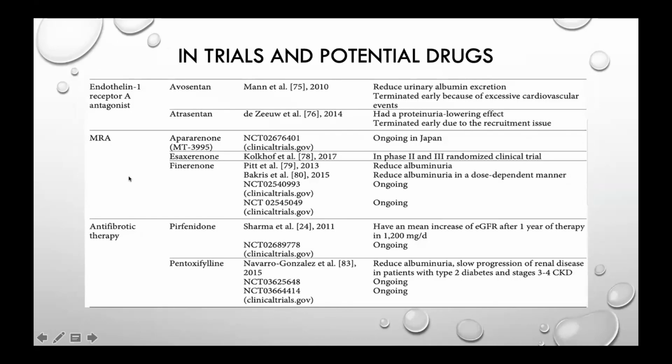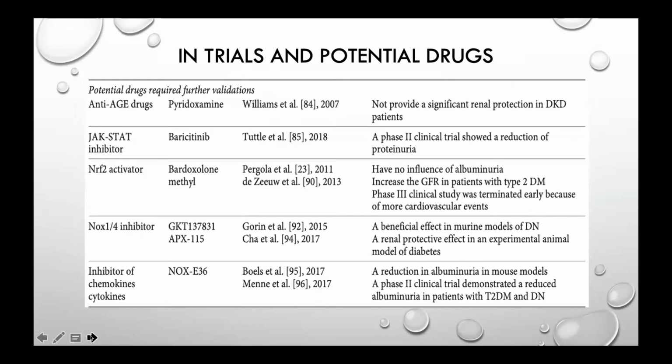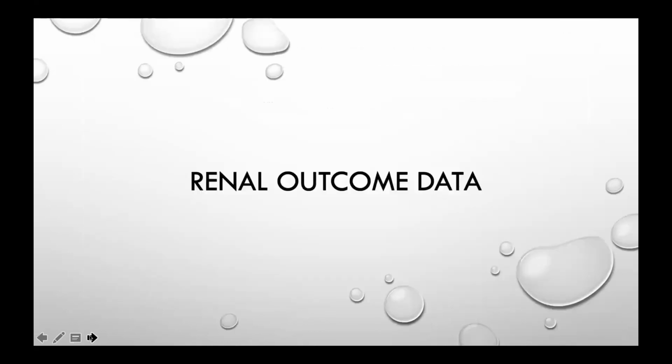We look at endothelin-1 receptor antagonists, MRAs, and anti-fibrotic therapies. Finerenone has been approved for diabetic kidney disease also this year. You have anti-AGE therapies, JAK-STAT inhibitors, NRF2 activators, NOX4 inhibitors, and inhibitors of chemokines and cytokines. A lot of data is being generated in mouse models as well as human trials for all of these drugs, which may have potential for decreasing renal outcomes in patients with type 2 diabetes and without type 2 diabetes also.